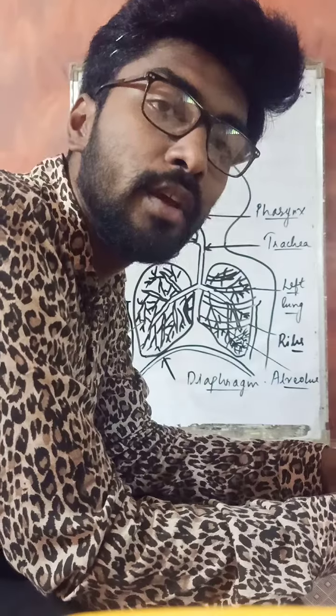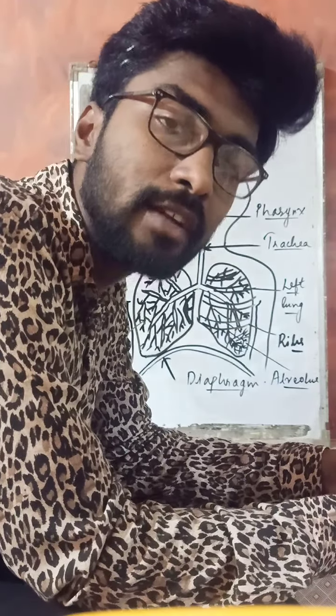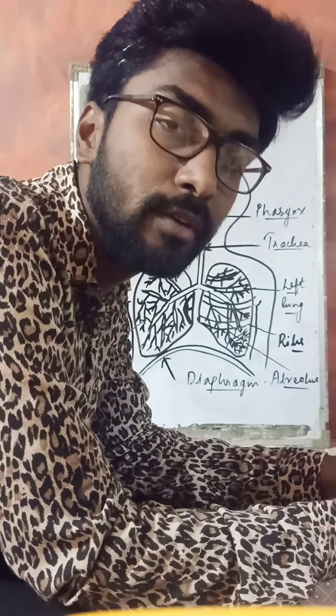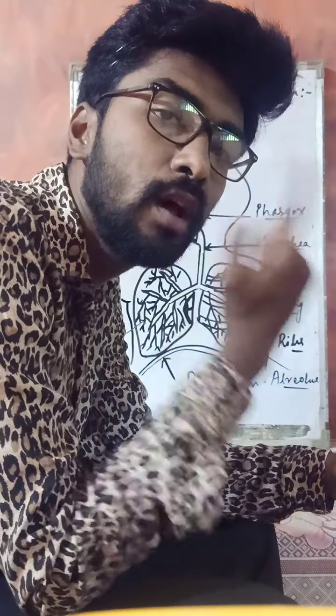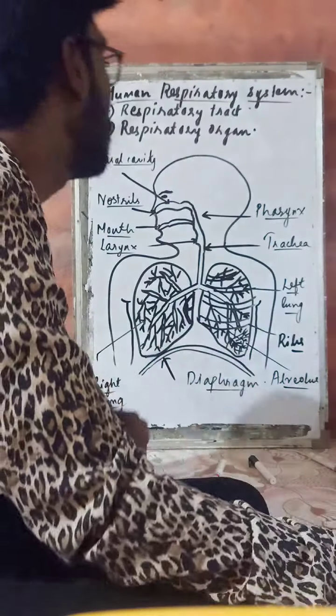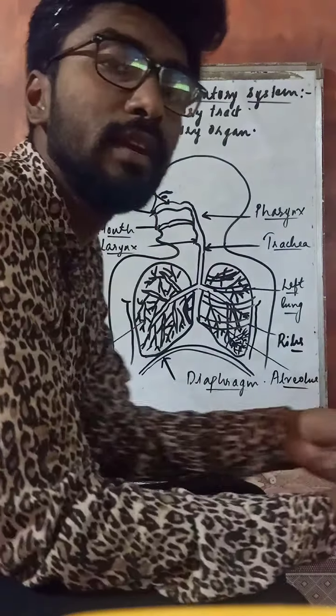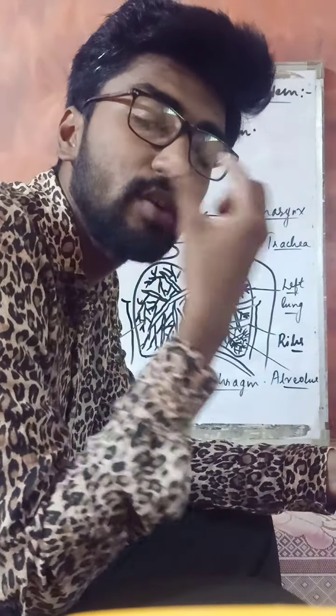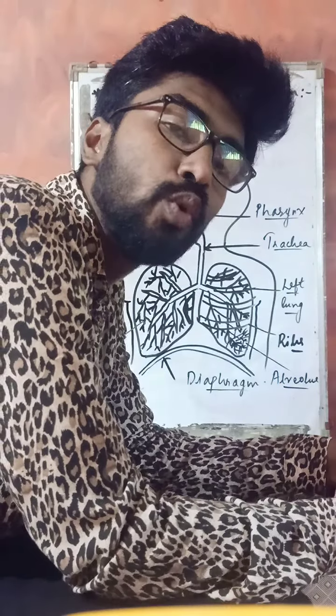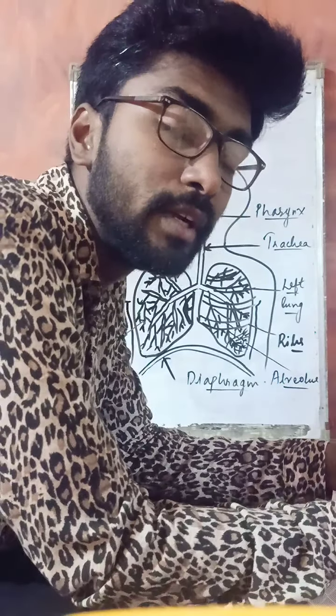So let's talk about the respiratory tract first. The respiratory tract is made up of the following important parts. The first one is called the nose or the nostrils. The nose is generally present in the nasal cavity. This cavity is called the nasal cavity.